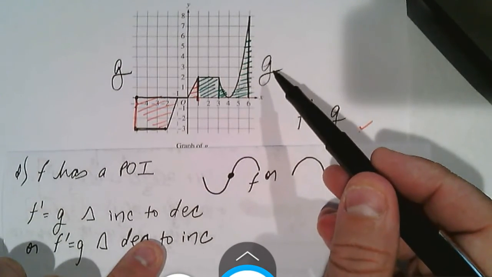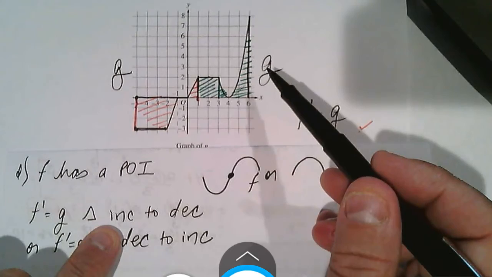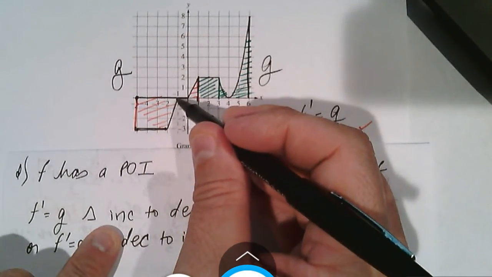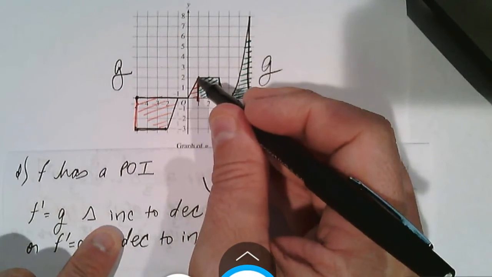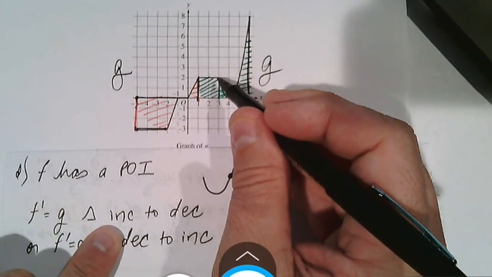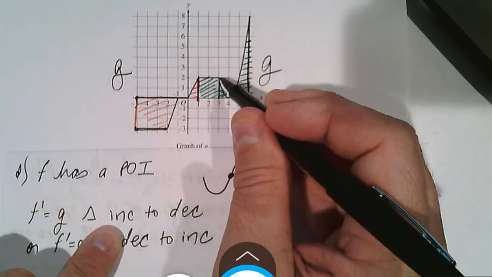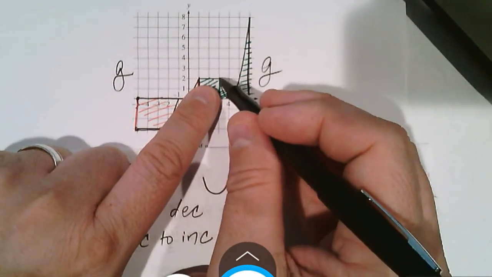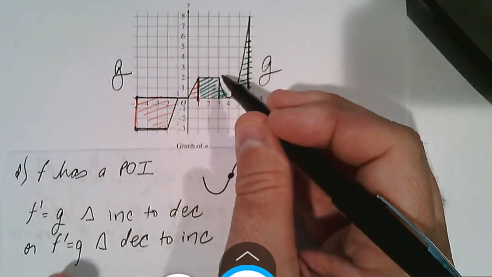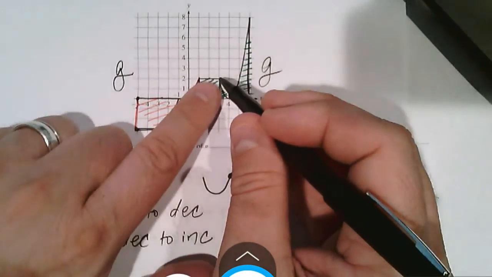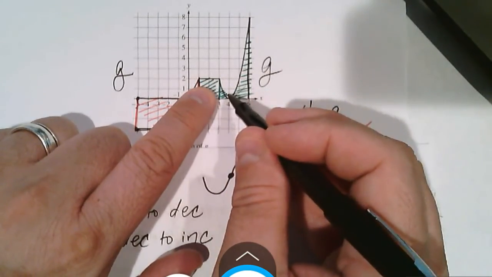Again, I look at my graph of g. Where does g change from increasing to decreasing? I'm horizontal, I'm increasing, I'm horizontal, I'm increasing some more, I'm horizontal. I don't actually start to decrease until 3. But the problem with 3, and I think this is a tricky one. At x equals 3, I'm not making a change from increasing to decreasing or decreasing to increasing. At 3, I'm going from horizontal to decreasing.